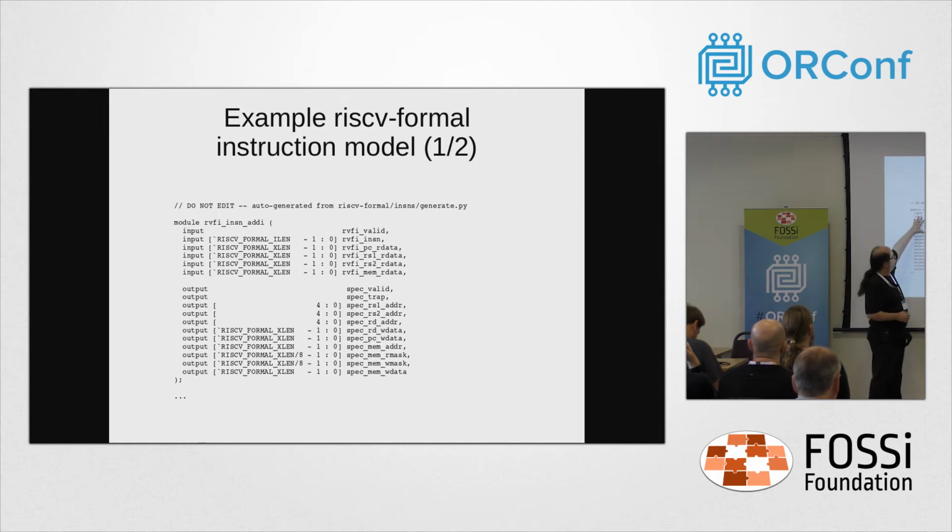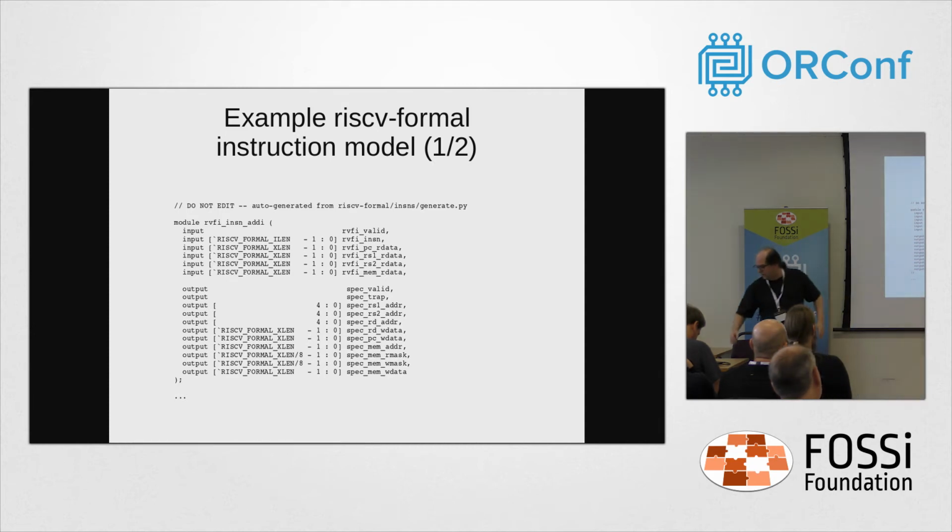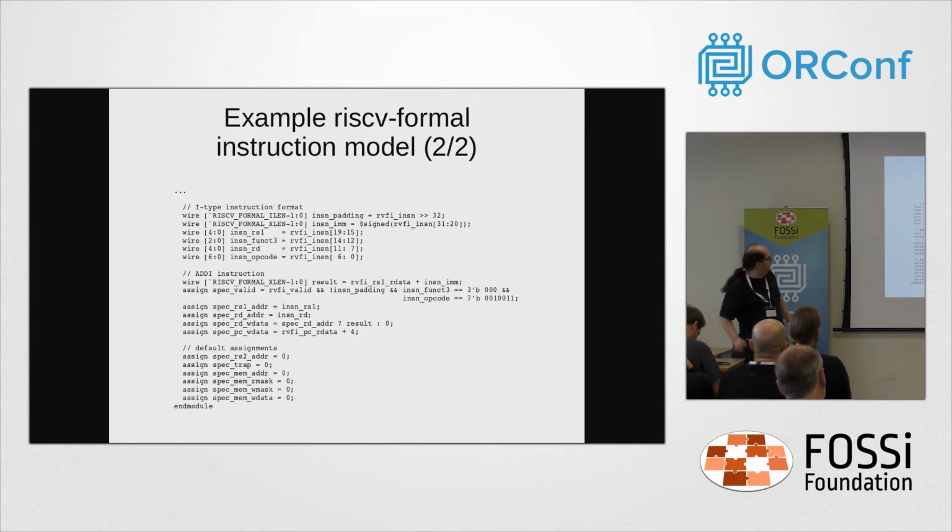So we have some input ports that you might recognize from the list of RVFI ports we've seen before. And then we have some output ports, and those are the specified behavior given those input signals. And then the checker will check if these spec signals actually match the other RVFI signals that the checker has seen. So that's the interface. All instruction models use the same interface here.